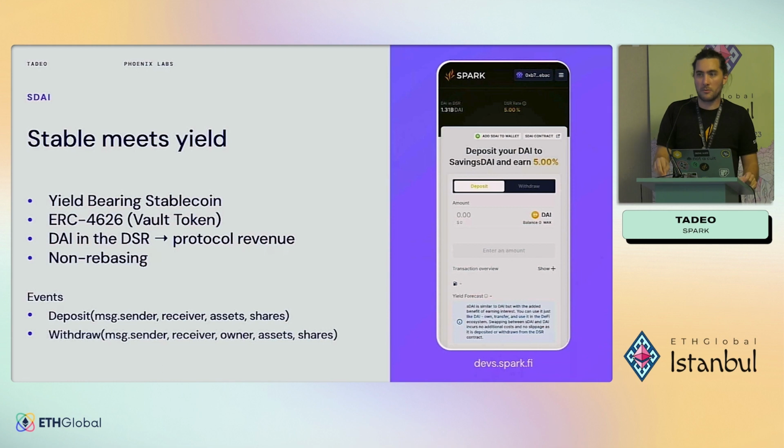The yield is coming from the revenues of the protocol, or rather the profits of the protocol. Right now, two thirds of it are coming from treasury bills, and one third of it is coming from ETH vaults from the Maker CDP system, or the Maker vaults classically. Users have to deposit DAI into the DSR.